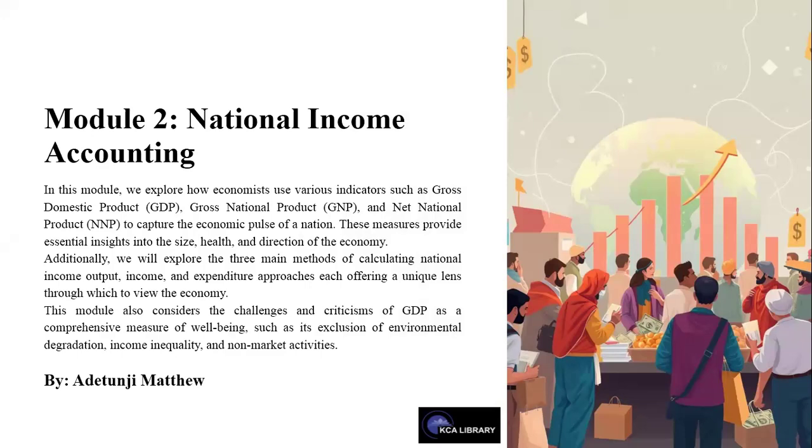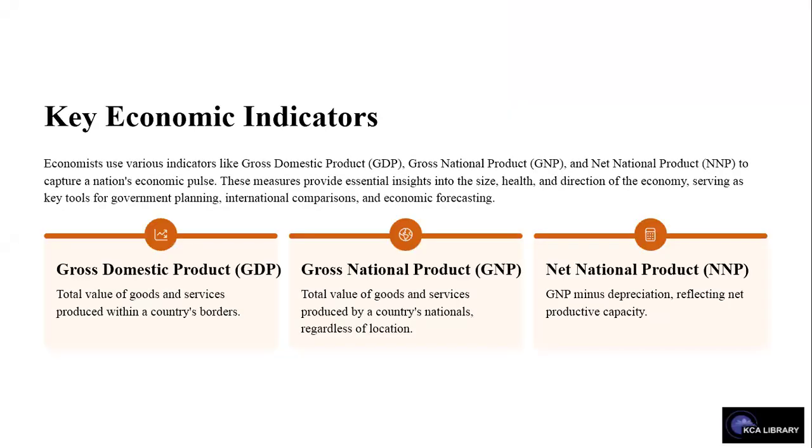And by this, we have an opportunity to look into measures that provide essential insight into the size, the health, and direction of the economy. Also, we'll explore the three main methods of calculating national income: the output, the income, and the expenditure approach, each offering a unique lens through which we are able to view the economy. And lastly, we will consider the challenges and criticism of GDP as a comprehensive measure of well-being. And these are the things we will look into.